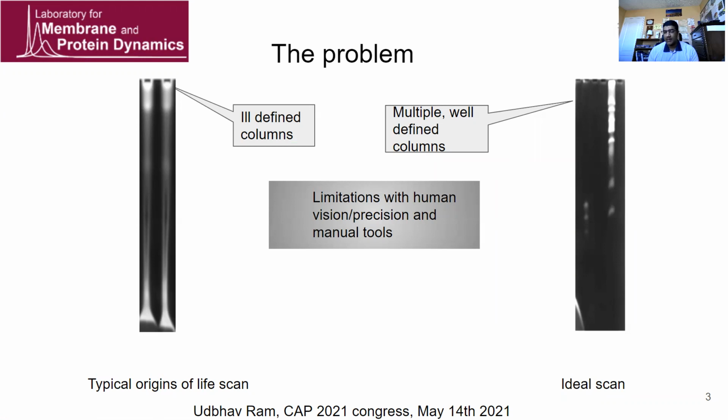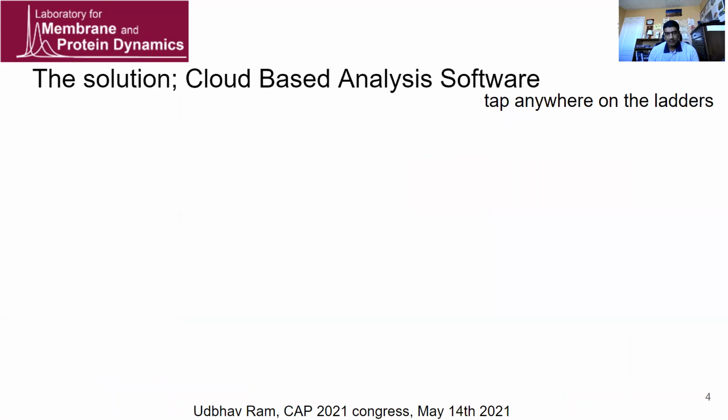On the other hand, with an ideal scan, as we've just seen on the other slide, and you can see on the right side of your screen, you have multiple well-defined columns with specific intensities that we can correlate to specific values on our ladders. The overarching issue is that there are major limitations with human vision, human precision, and the manual tools that we use. So we believe that the solution is cloud-based analysis software.